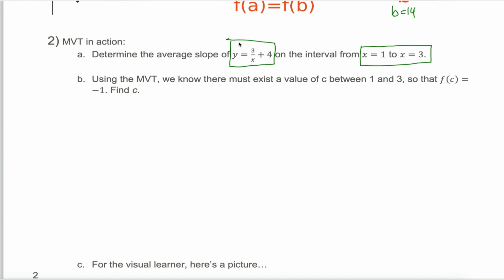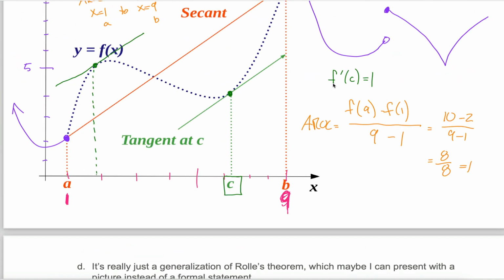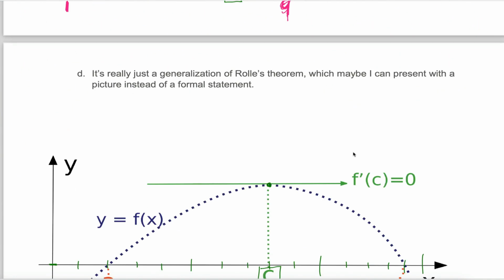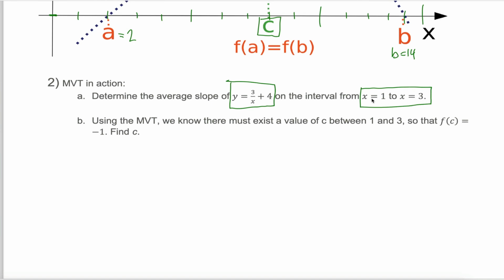It's worth noting that this function isn't continuous everywhere. If x equals 0, I have a vertical asymptote, and at that asymptote, it's discontinuous. But 0 is not within this interval. And remember, I don't really care what the function does when it's outside the interval in question. I only care about the function on the interval from x equals 1 to x equals 3. This function is both continuous and differentiable.